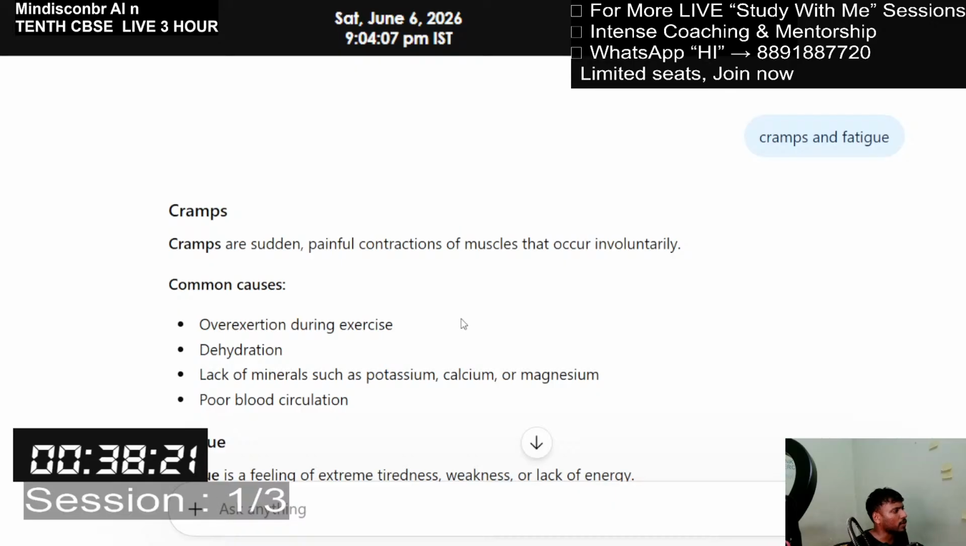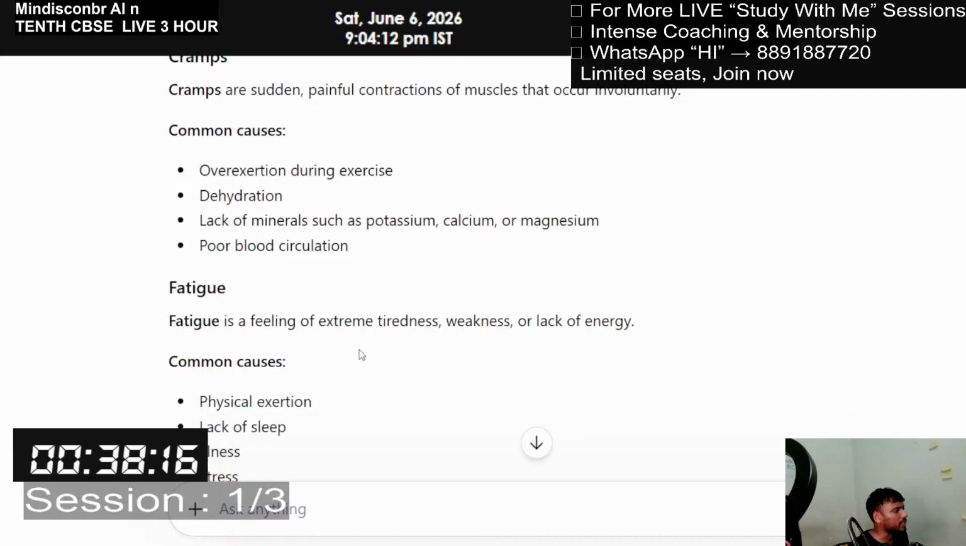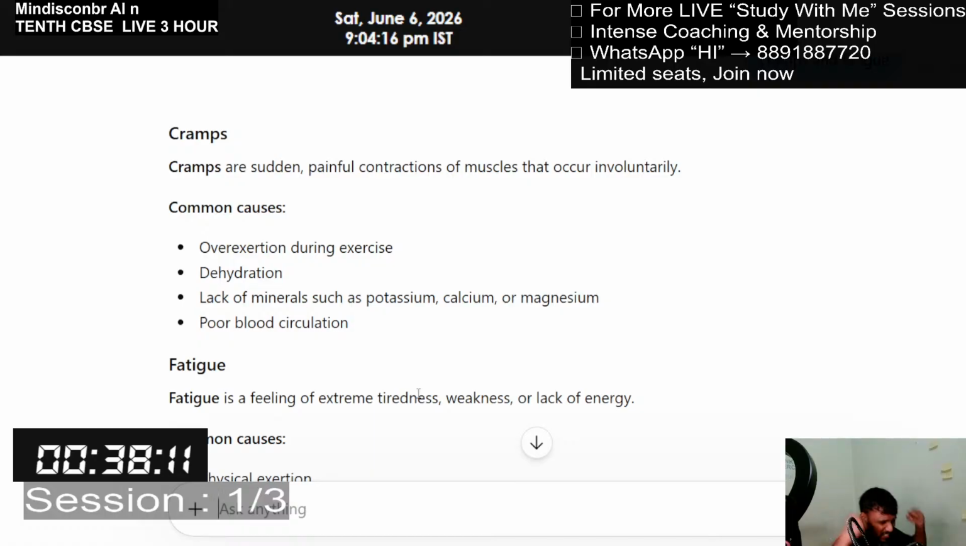Cramps are painful contractions of muscles that occur involuntarily. And fatigue means a feeling of extreme tiredness, weakness, or lack of energy, feeling very tired after continuous exercise. Sometimes the pyruvate is converted to lactic acid. Then I feel very tired, very weak, and lack of energy. Also, there will be pain in my muscles, and this condition arises due to respiration occurring in muscle cells due to vigorous muscular activities.